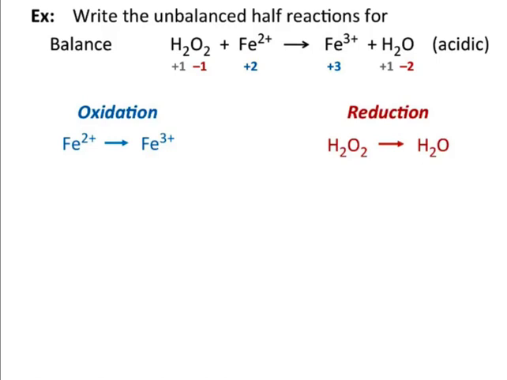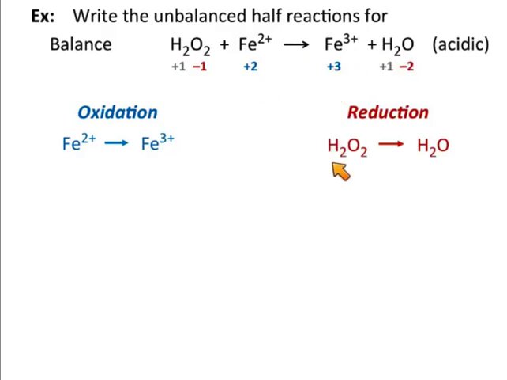So the charge on the iron went up. That means it's oxidized. And so it goes from iron 2+ to iron 3+. So whatever's on the left side of the half reaction needs to be on the left side of your overall reaction as well. So keep that in mind. Then this goes to iron 3+. The product needs to be from the product side.